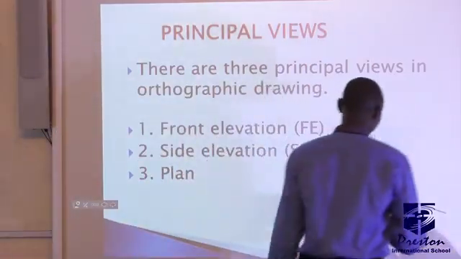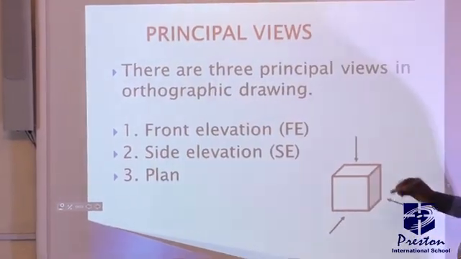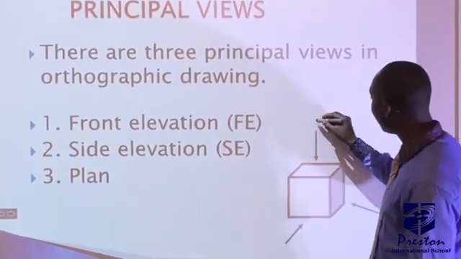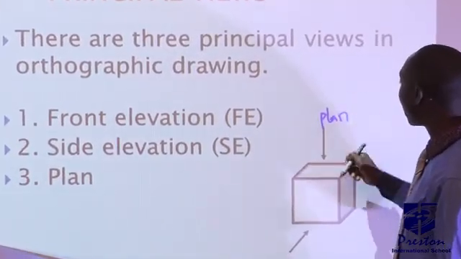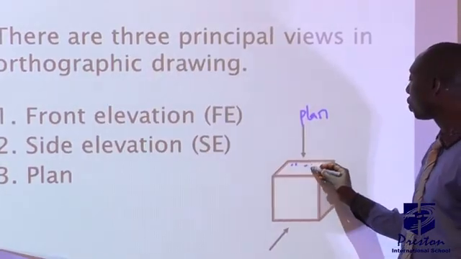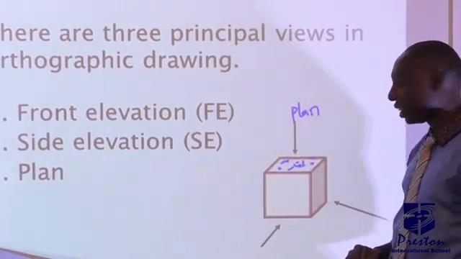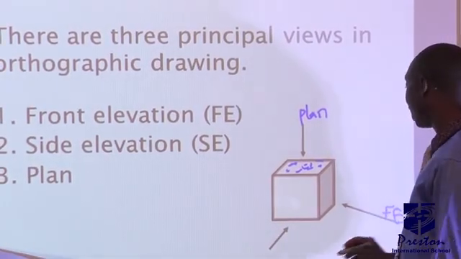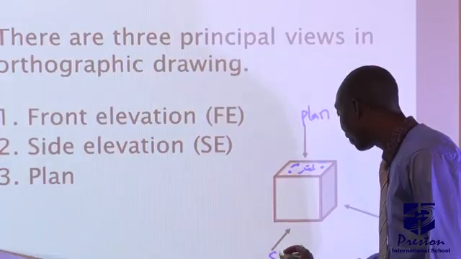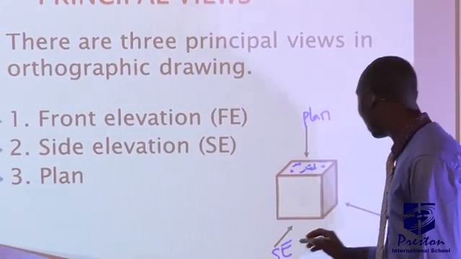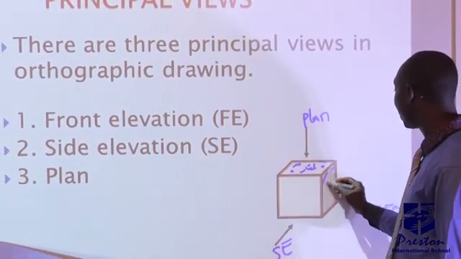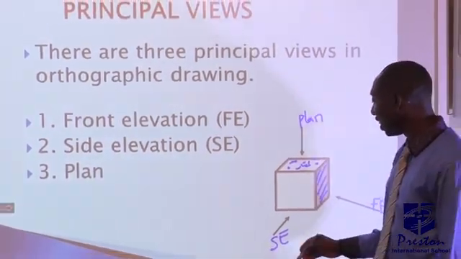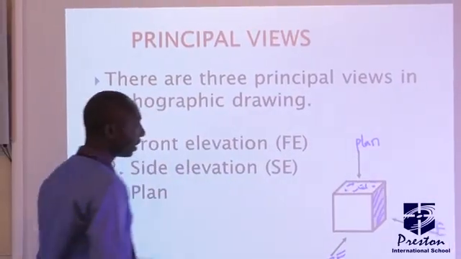Look at this object here. This block object, when you look directly from the top, that's the plan view. So this part will show you the plan view of the object. If you take this side as the front elevation, then this side automatically becomes the side elevation of the object.